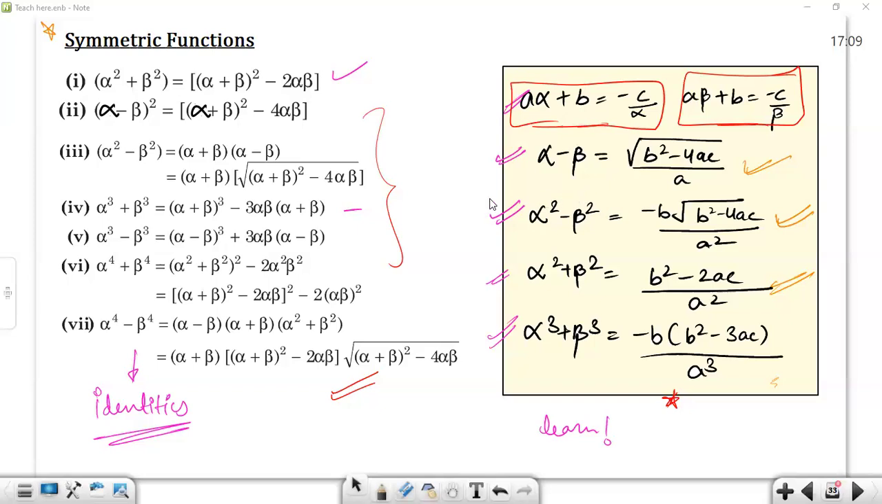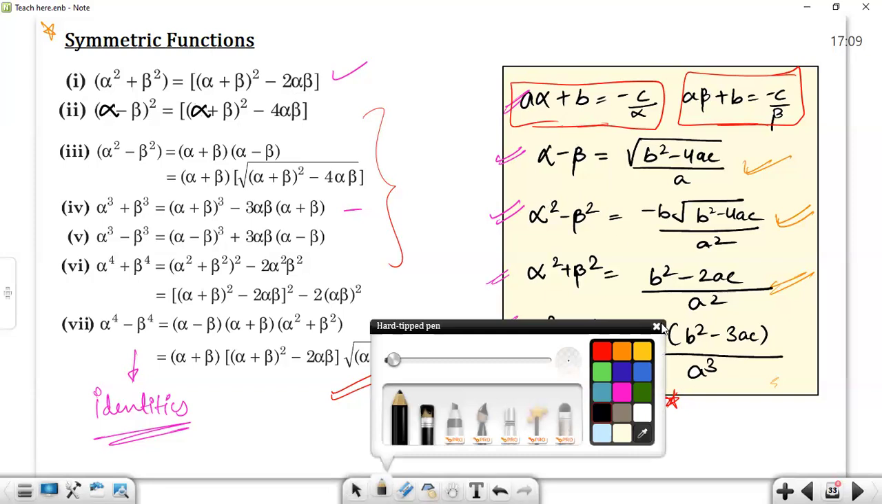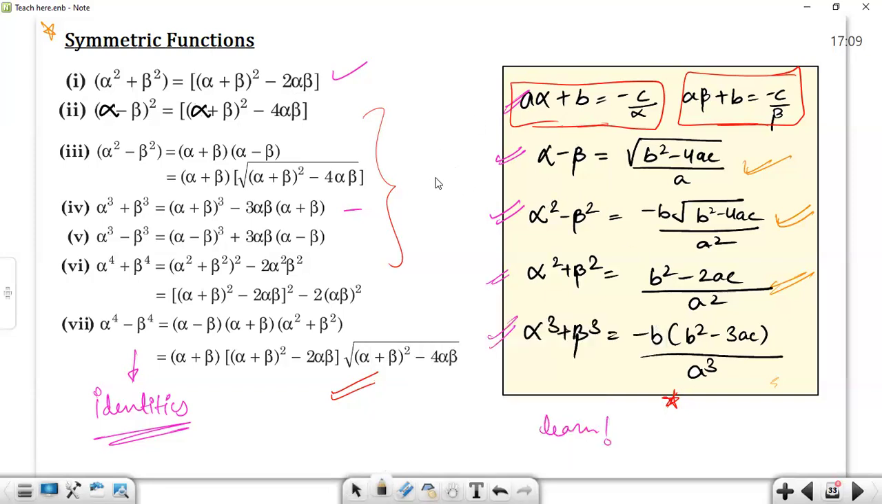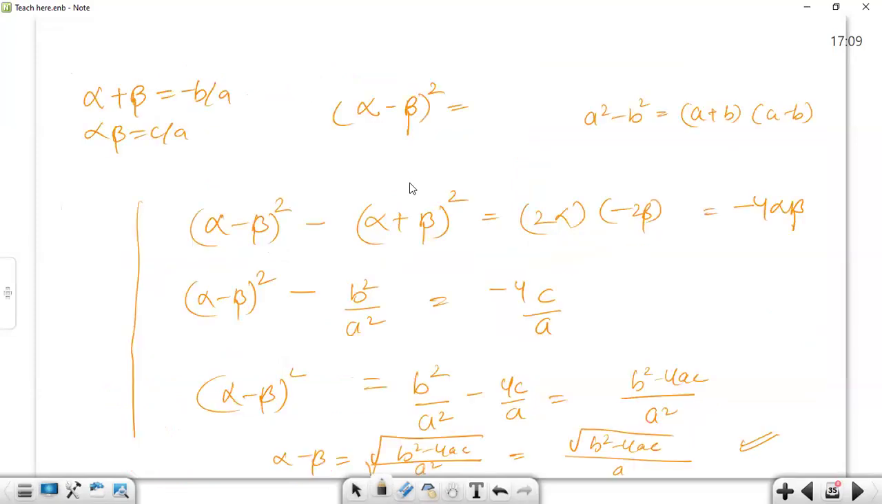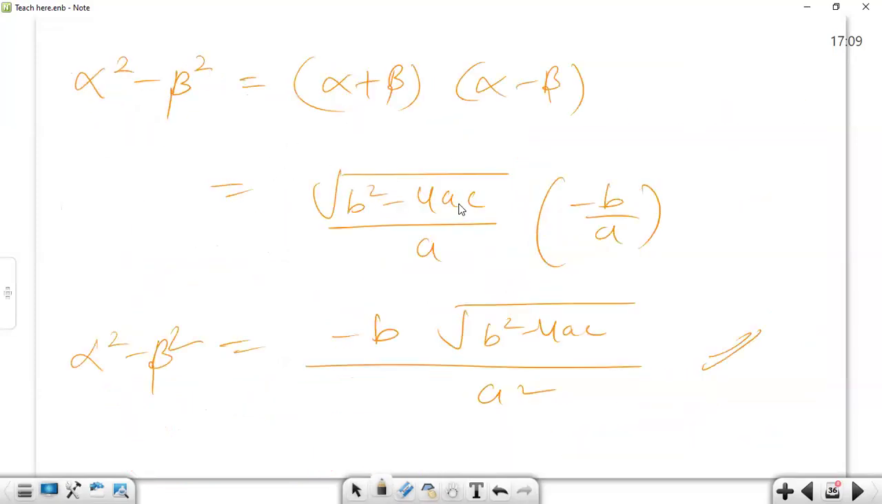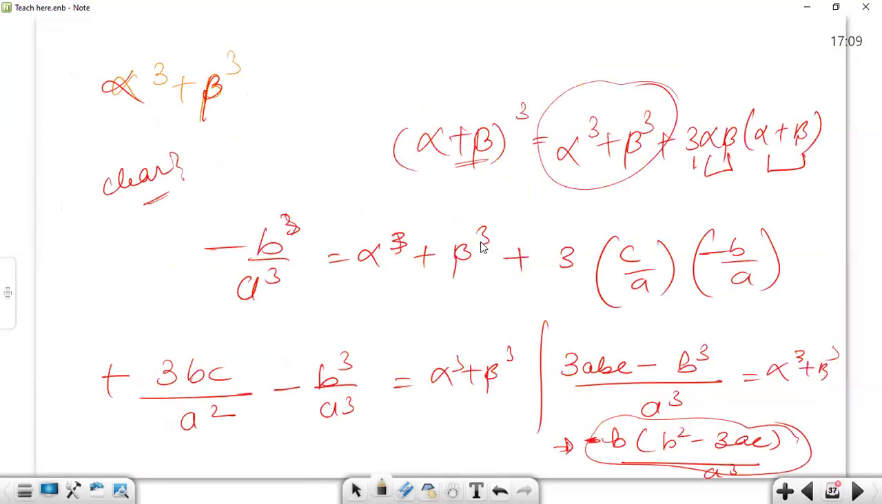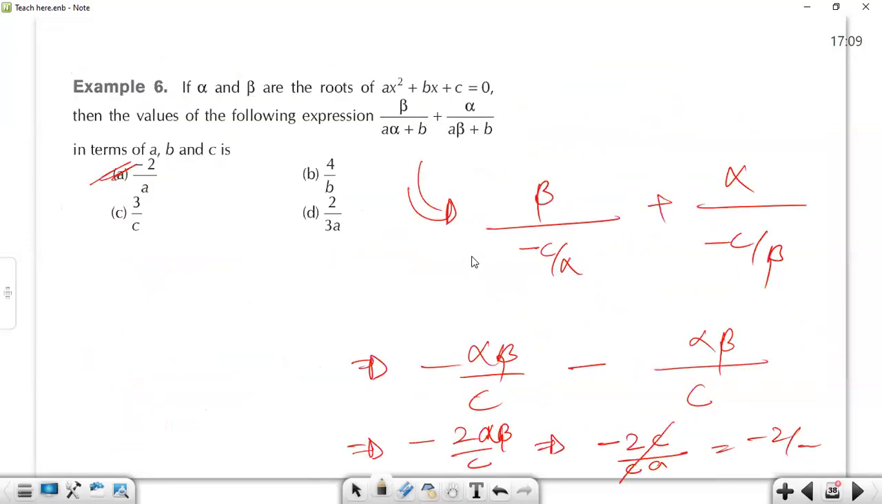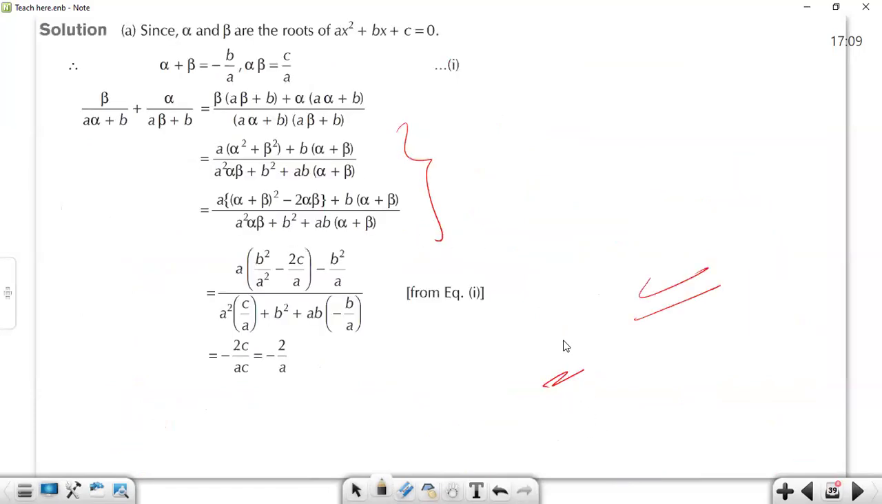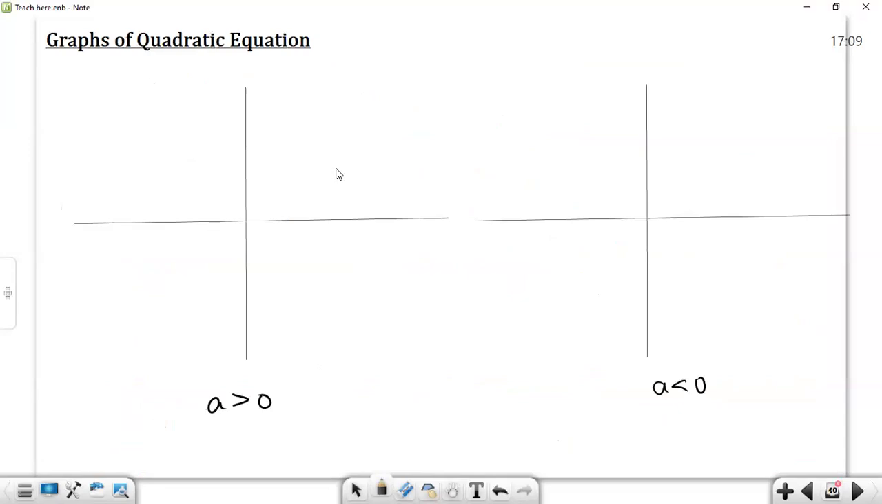So continuing what we were discussing earlier, we have solved the symmetric functions in respect to the two roots of a quadratic equation. We have also derived how these statements and these results come true. The derivations were clear, and we have also solved one example. Now coming to the next topic, which is the graphs of quadratic equations.